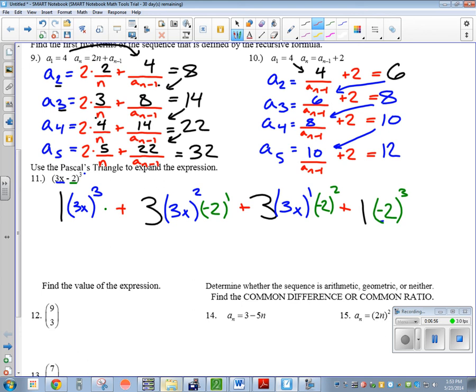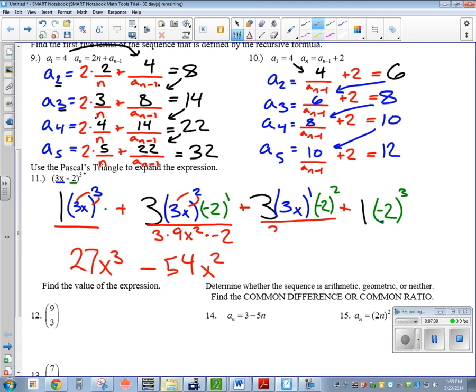Now I am simplifying. Taking this first one, 3x cubed. So 3 cubed is 27 and x cubed is x cubed. The next step, I've got 3 times 9x squared because I'm squaring both things. And negative 2 to the first is negative 2. So in my calculator I am taking 3 times 9 times negative 2. I get negative 54x squared.